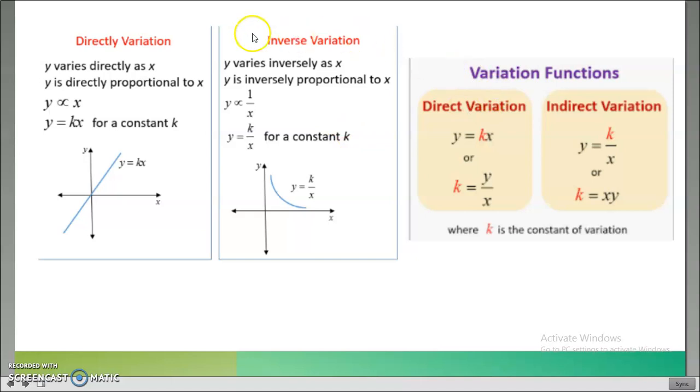Sometimes you'll see inverse variation called indirect variation. They are the exact same thing.